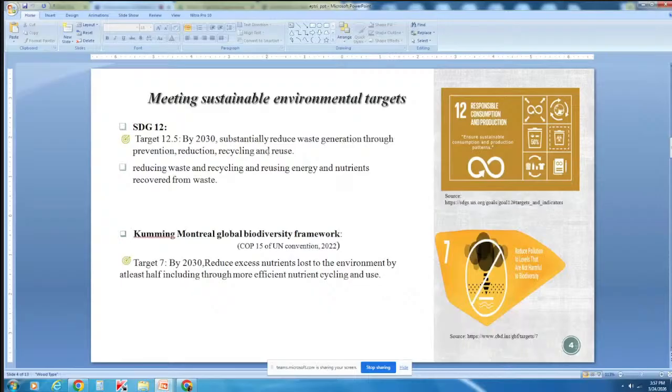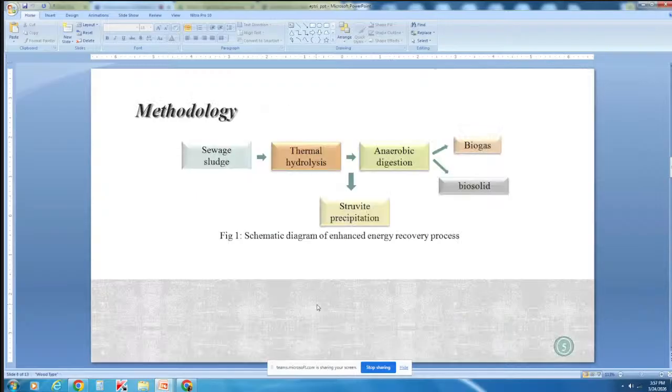Even under the Sustainable Development Goal 12, this type of energy recovery and reuse from sludge is essential. And under the Kunming-Montreal Global Biodiversity Framework, nutrient recycling is also an essential area. So this study can meet both.